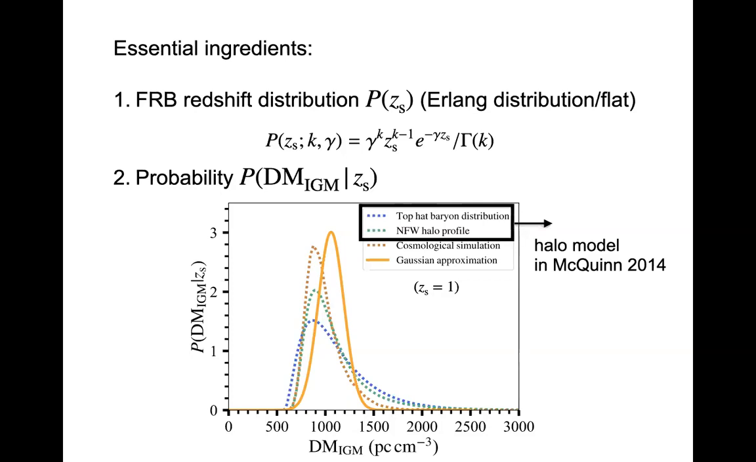What about the probability of the DM IGM giving ZS? So we use various models here. One is a halo model used in McQueen 2014, giving a distant galaxy, what is the dispersion of the IGM and also its distribution, which tells us a sketch of this value. And also we use Gaussian approximation, and also we compute the cosmological simulations. As you can see, for redshift equals to unity host galaxies, these are not quite far away, even though the shape varies a bit, but not quite far away from each other.